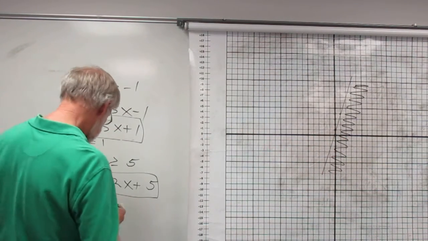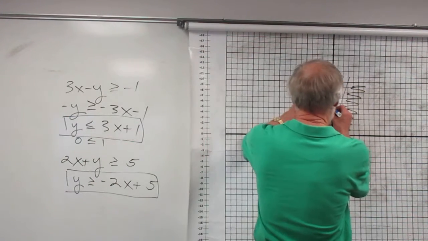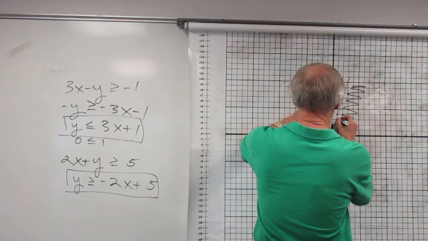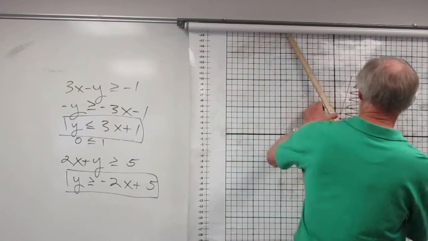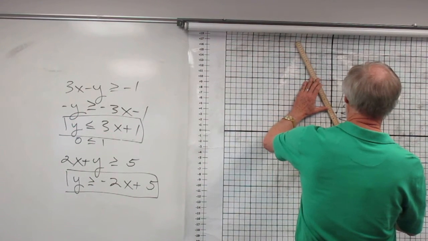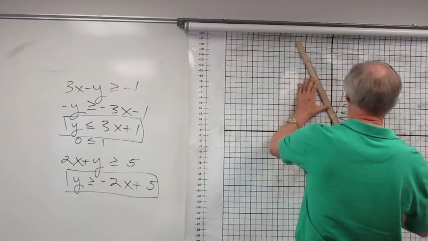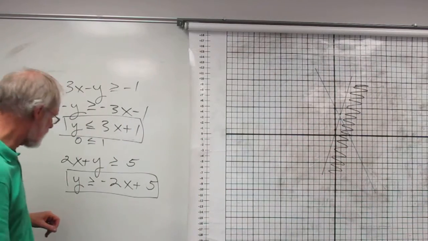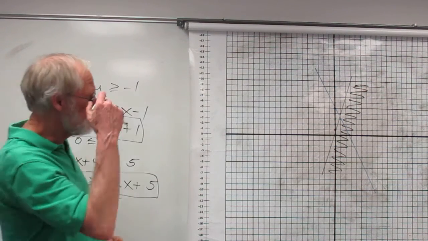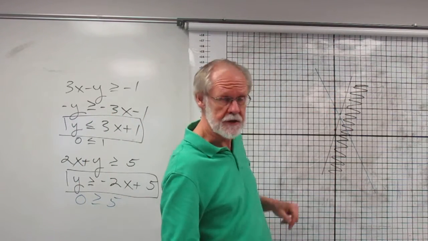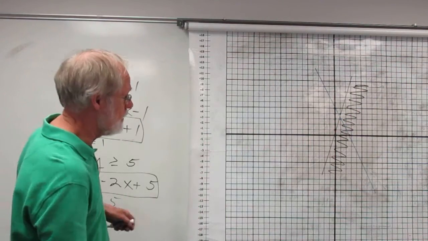All right, now I will do the second one in blue. y is greater than or equal to negative 2x plus 5. So I go up 5, I go down 2, and over 1 in the negative direction, and I end up with a line through here. I'm doing this in blue because I want to keep these two lines straight. And here's what happens when I go to shade the second one. 0 is greater than or equal to 5. That is not true. So the side that 0, 0 is on does not get shaded. This side over here is going to get shaded because this failed.